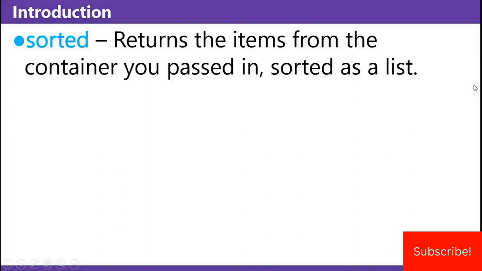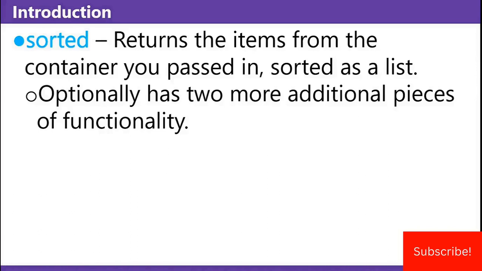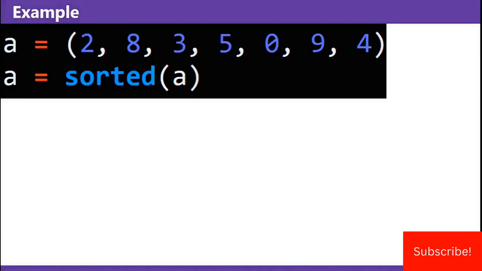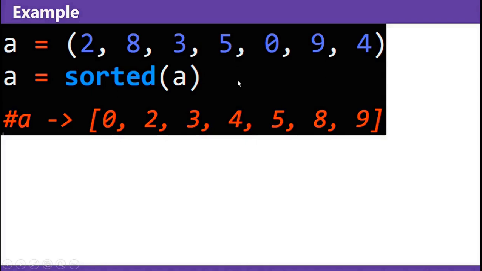The sorted function returns the items from the container you passed in, sorted as a list. Optionally, sorted has 2 additional pieces of functionality that I'll get into later. From this code, you see the basic use of the sorted function. You have a tuple with a bunch of numbers, then when you pass it into the sorted function to assign the result back to A, you get all the numbers from the tuple sorted into a list.